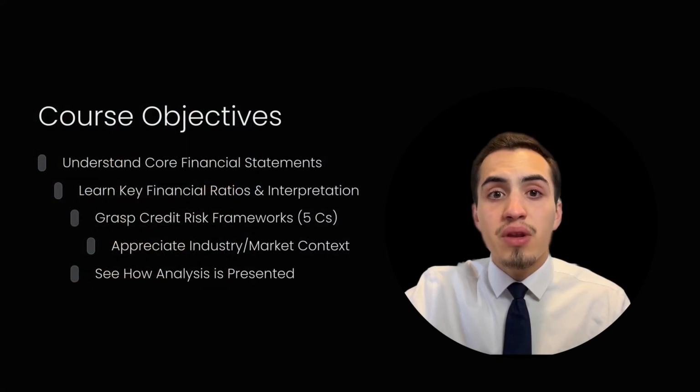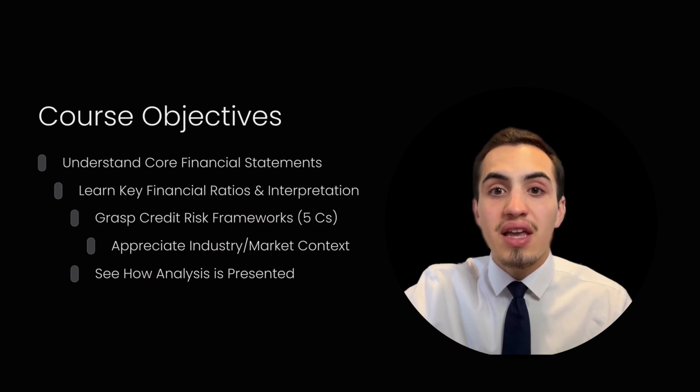The objective of this mini course is to walk through that fundamental analytical process. We'll cover interpreting financial statements, understanding key financial ratios and what they tell us. We'll explore credit risk frameworks like the 5 C's, recognizing the importance of industry context, and seeing how this analysis is typically presented within a bank. These skills directly relate to the core functions listed for the internship, such as assisting in analysis and supporting relationship managers. Let's get started with Module 2, Deconstructing Financial Statements.